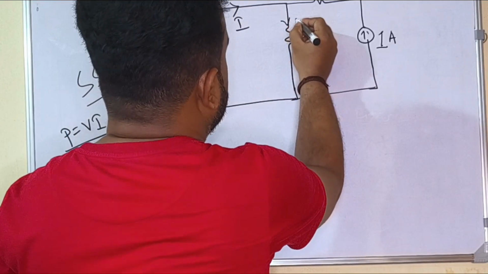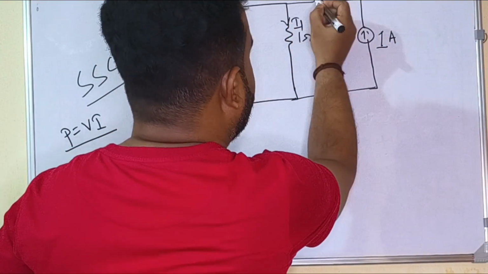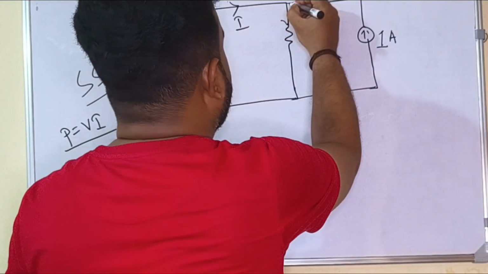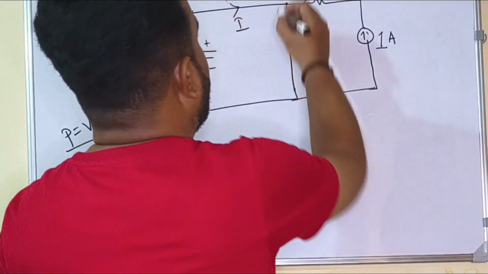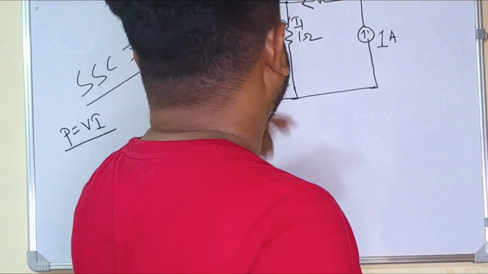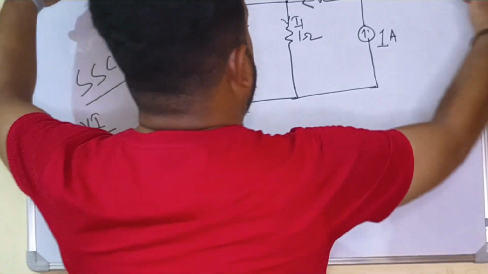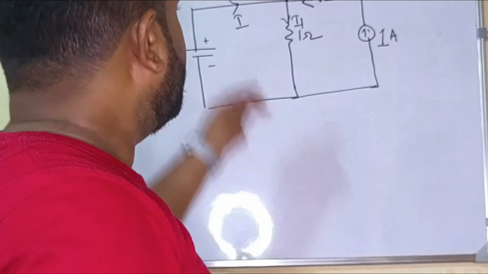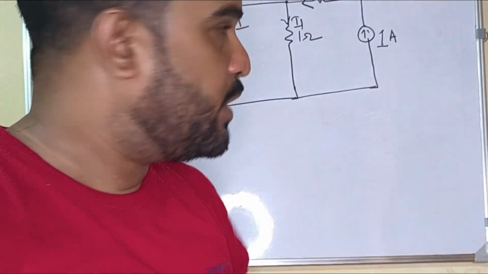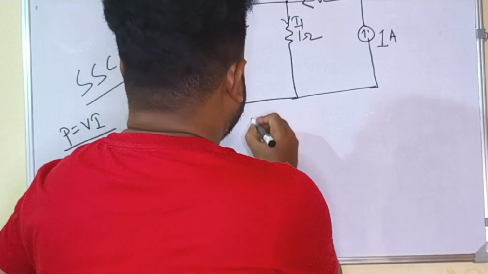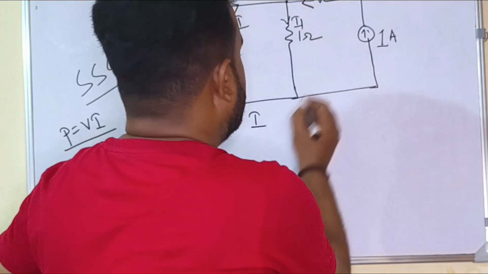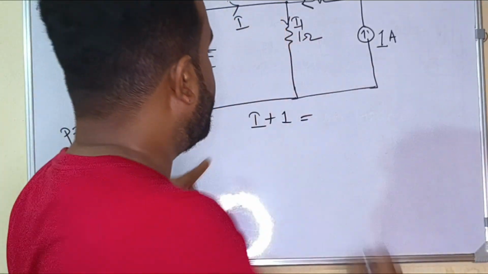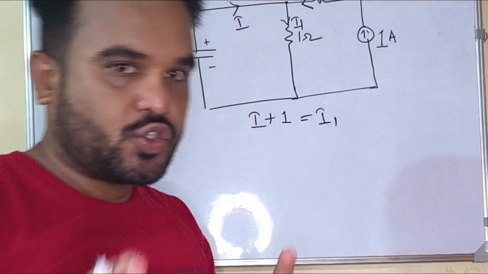So this will be your I1, and one current is coming like this. So this is 1 ampere current. So if we apply KCL at node A, suppose this is node A. So I current is incoming and 1 ampere current is incoming and I1 is outgoing. What I told before, incoming current is equal to the outgoing current. So which currents are incoming? I is the incoming current and 1 is the incoming current. Which is the outgoing current? Outgoing current is I1. Clear, my dear students?